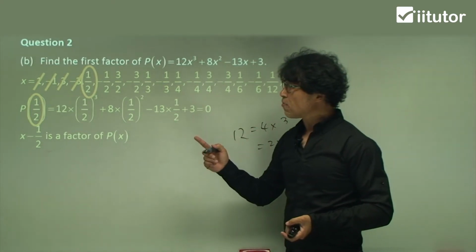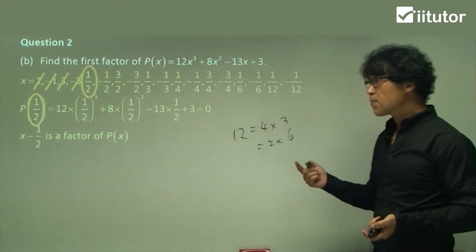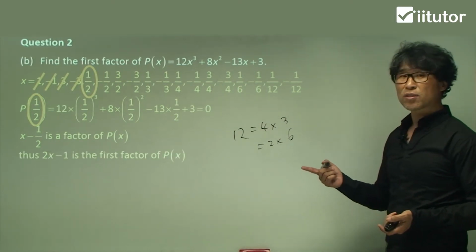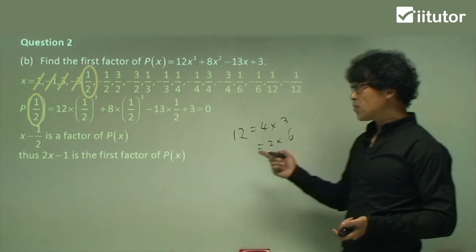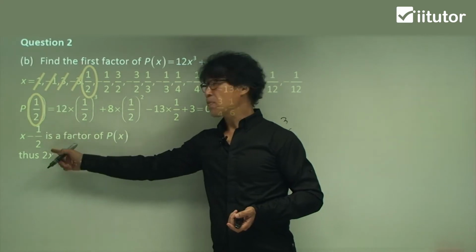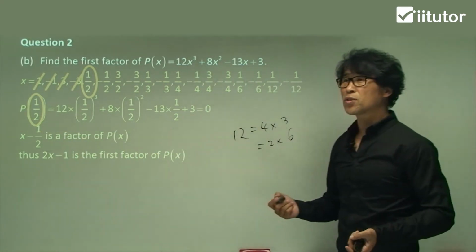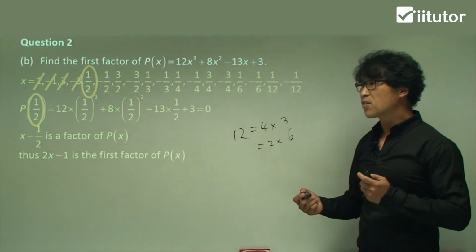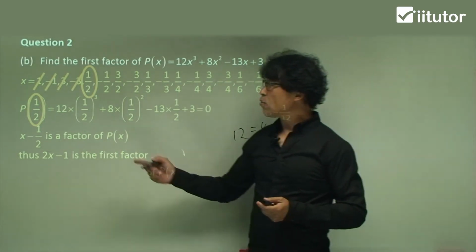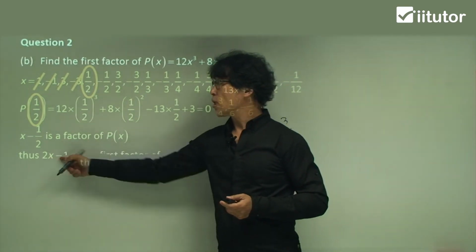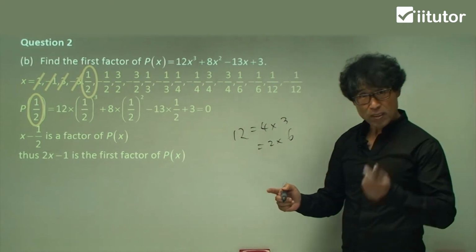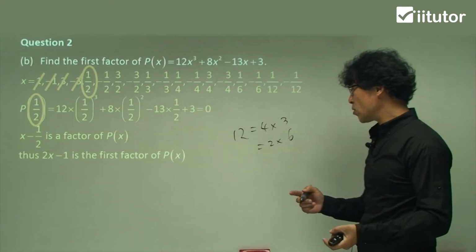x minus a half is a factor, which means 2x minus 1 is a factor. You don't have to keep this one because the fraction causes some trouble. It's kind of inconvenient. So we just multiply it by 2, then you can get 2x minus 1 is a factor. Make it easy, that's all I want to do.